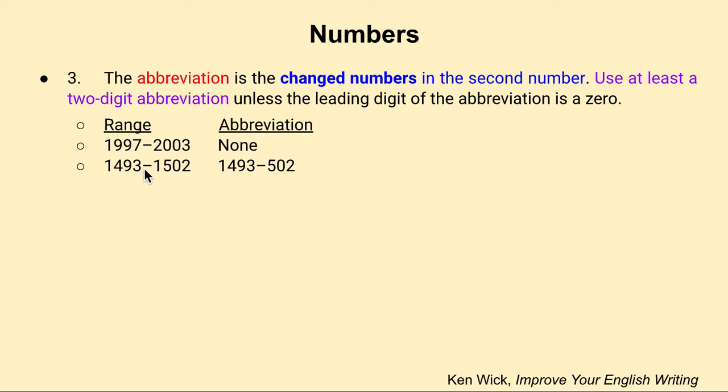For 1493 to 1502, you could write it this way. So you'd write the change numbers. The change numbers from the first to the second number are the last 3 digits, so you need to write the 3 digits here.